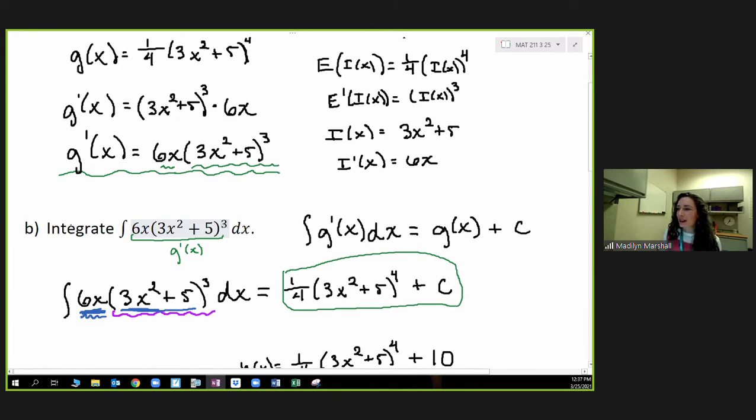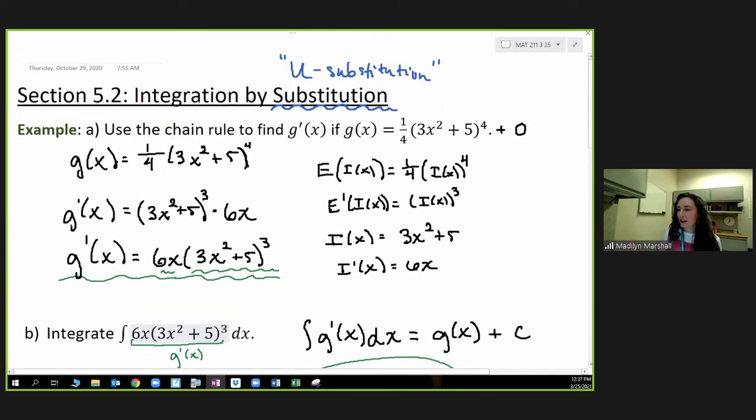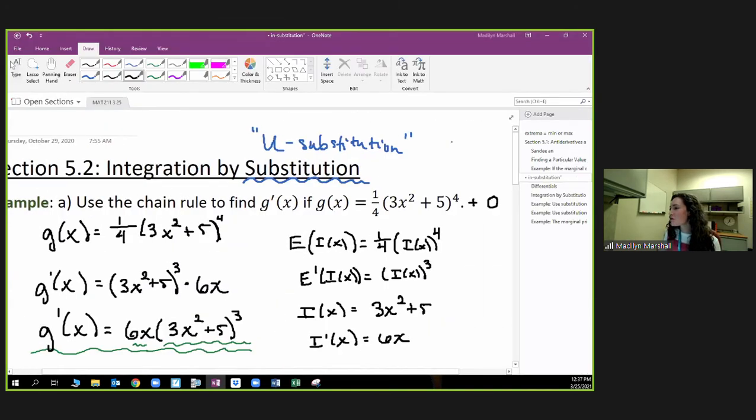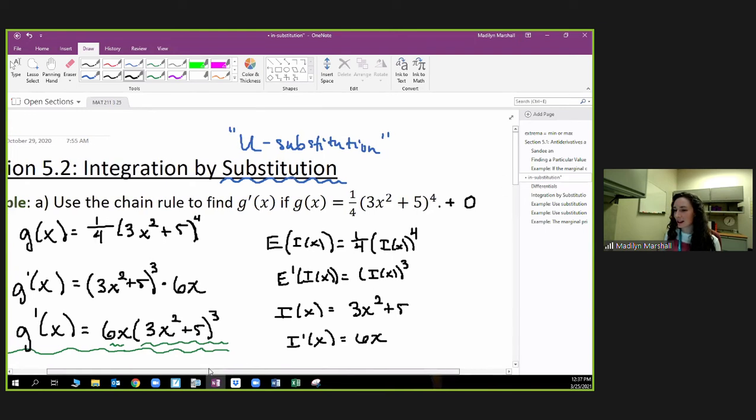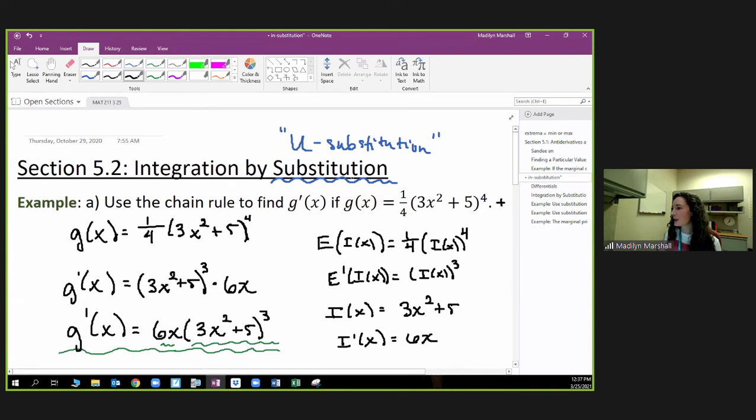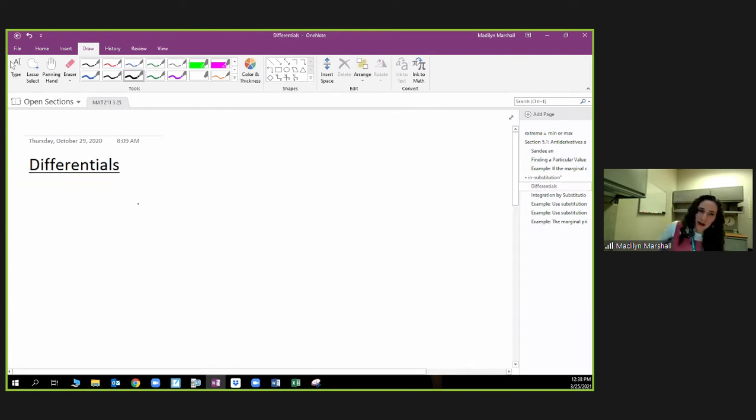So let's get into this method so we can actually see where we're going with this. Before we do that, we need to talk about one little thing called differentials.